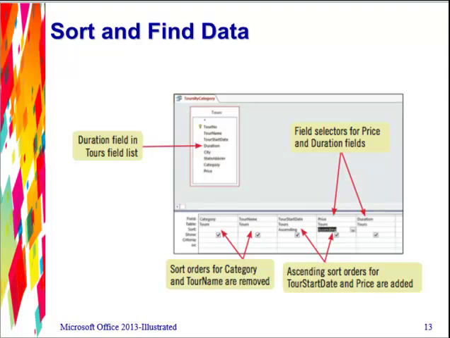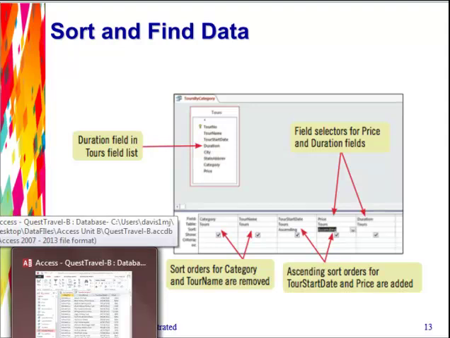Okay, when we're looking at the next lecture, Access B 2, we're going to talk about sort and find data and how to filter data. So when you're sorting and finding data, I'm going to pull up the table that is discussed on pages 34 and 35.